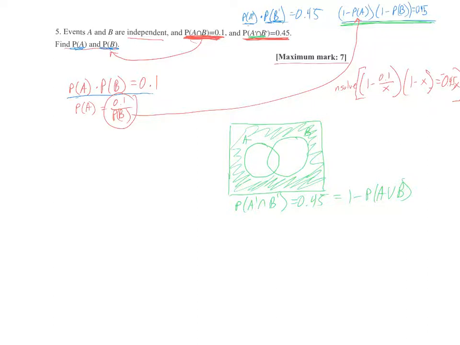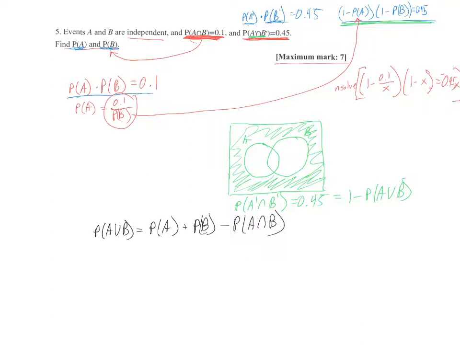That's helpful because I have a formula. I have a formula that says the probability of A union B is equal to the probability of A plus the probability of B, minus the probability of A intersection B.